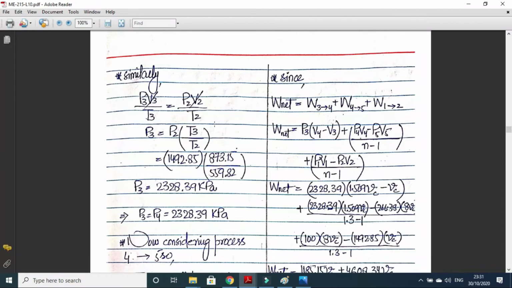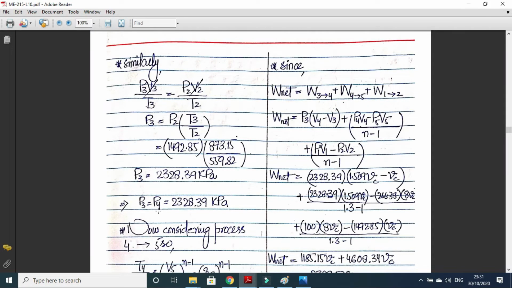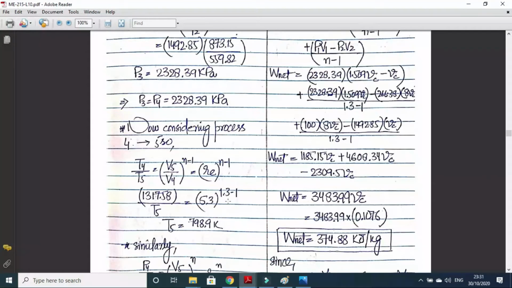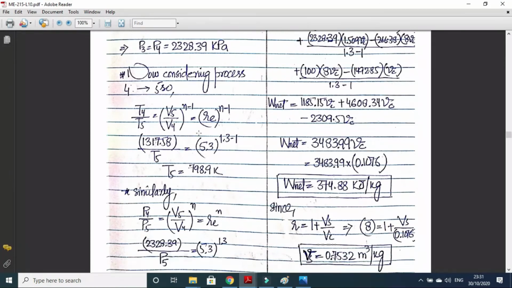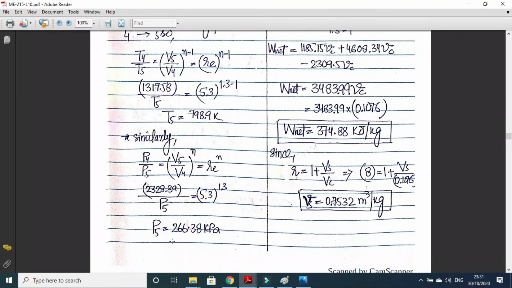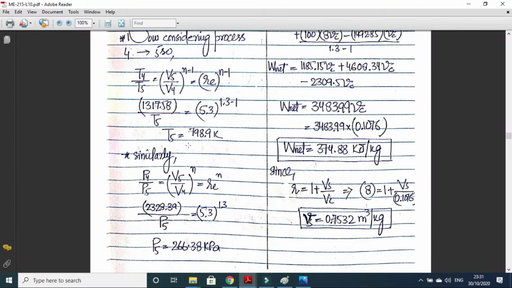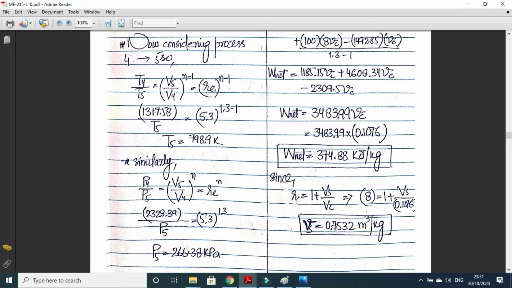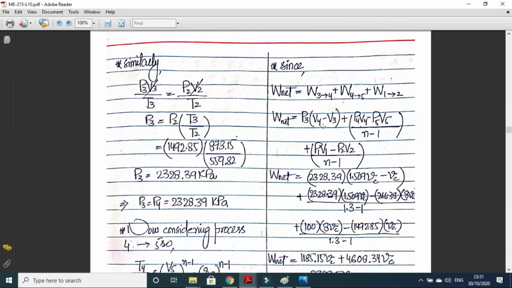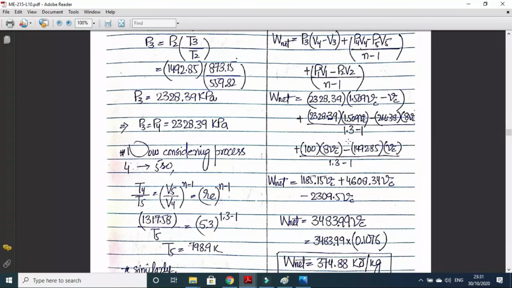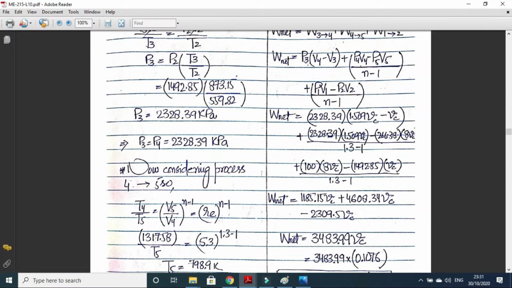Now we can apply the ideal gas relation on process 3 to 2 to calculate the P3. Once we know the P3, we can know also P4, because P3 and P4 will be equal. Now consider process 4 to 5, which is polytropic expansion. We can use this relation to calculate T5 and P5. Here V5 upon V4 is the expansion ratio which is given.